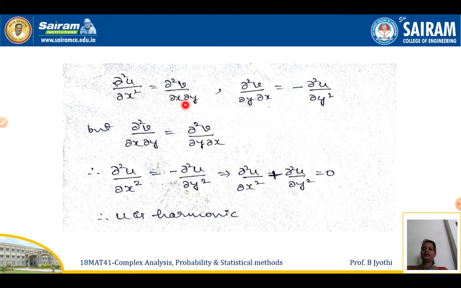Therefore, in these two, when we equate the terms, we will be getting dou square u by dou x square is equal to minus dou square u by dou y square. This implies dou square u by dou x square plus dou square u by dou y square is equal to 0. And it proves that u is harmonic.